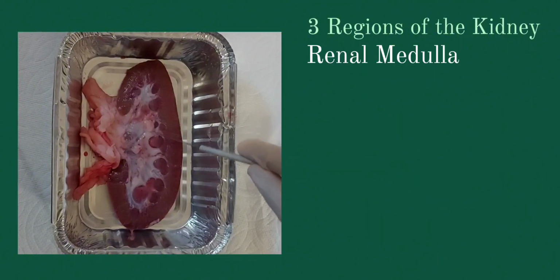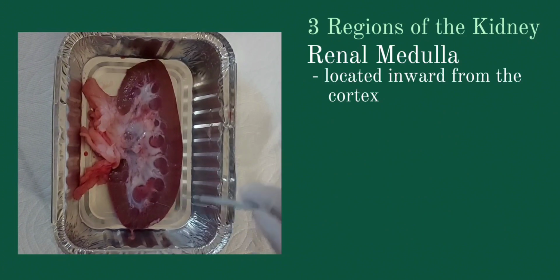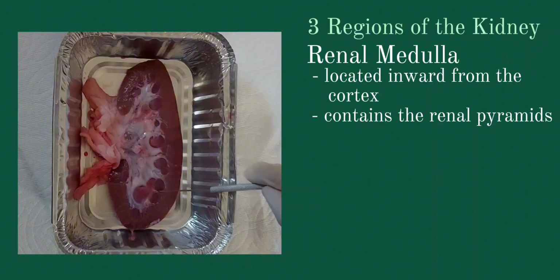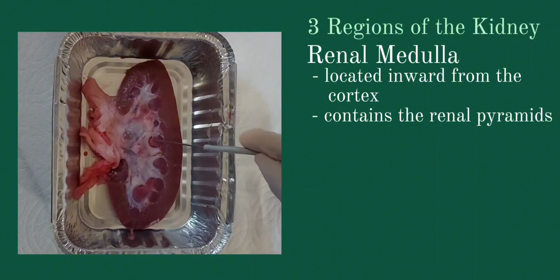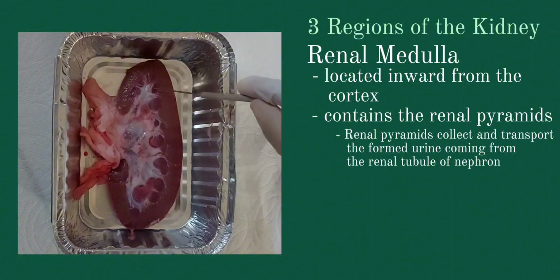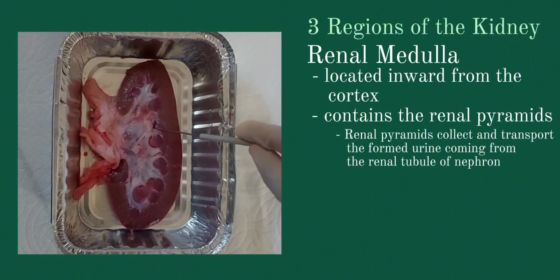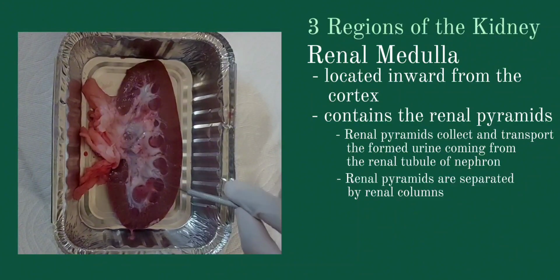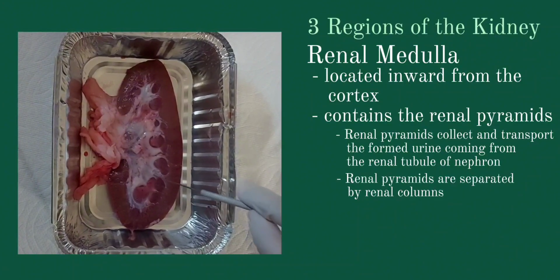Next is the renal medulla. It is the region located inward from the cortex. The renal pyramids are also located within the renal medulla. The renal pyramids collect and transport the formed urine coming from the renal tubule of the nephrons. We can also see multiple renal pyramids, and these pyramids are separated by renal columns.